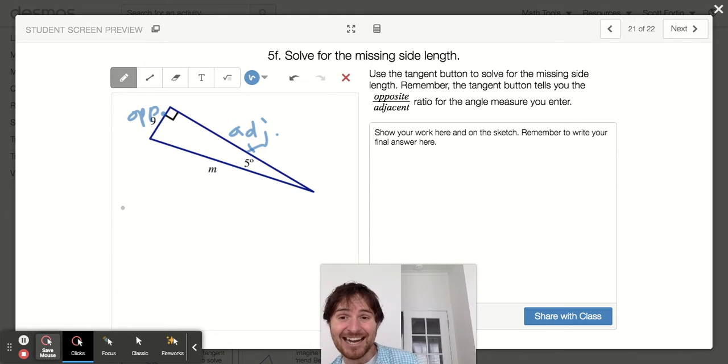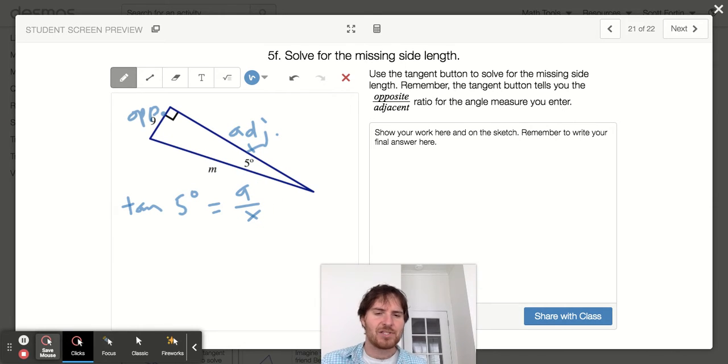On this one here, you have to ask yourself, well, what are the tools I have right now? Well, I only have the tangent right now. So if I have tangent of 5 degrees, I could set up this equation, 9 over x, and you got to ask yourself, well, I'm not being asked what x is. I'm not being asked what that adjacent length is. But then you can ask yourself, well, what if I did know that?